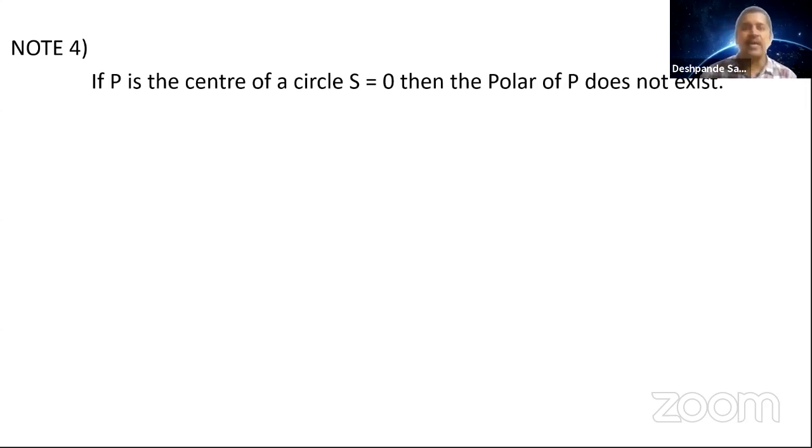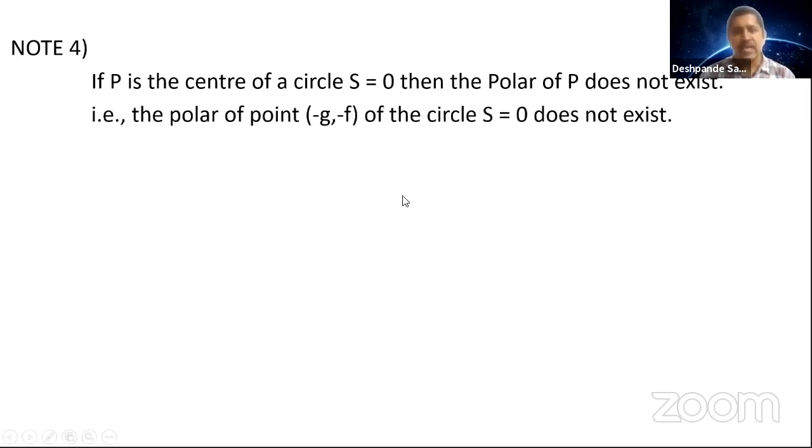So that means there is no polar if the point you are taking is at the center of the circle. If P is the center of the circle, S is equal to 0, then the polar of P does not exist. The polar of P, minus g, minus f, what is this? This is the center of the circle, and it does not exist.